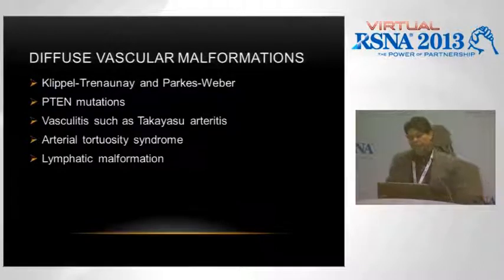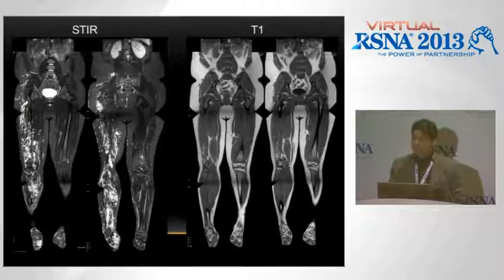Another exciting area where we've been using whole body MR is looking at diffuse vascular malformations. I'm a cardiac imager, and I realize the challenges of a lot of the vasculitis we see, a lot of the vascular malformations we see, and this technique, whole body MRI and MRA, is very, very robust in looking for these diffuse vascular malformations. I've just mentioned a few of these, but there's a whole host of much rarer ones that you can use it for. But Klippel-Trenaunay and Parkes-Weber, the PTEN mutations, Takayasu arteritis, arterial tortuosity syndrome, and diffuse lymphatic malformations, it's clearly a viable test. It's a great test in starting and following up these patients.